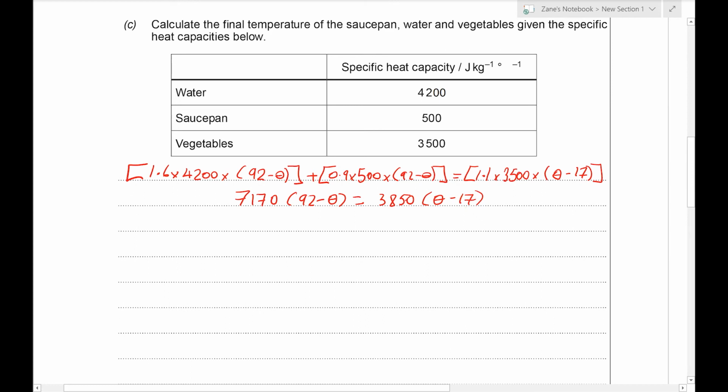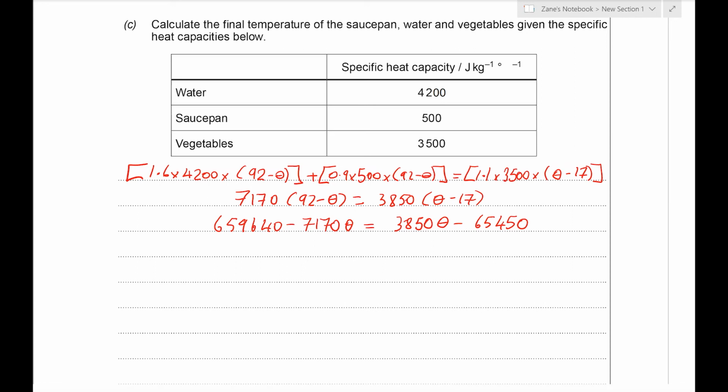If we expand out the brackets, 659,640 minus 7170 theta will give 3850 theta minus 65,450. I'm going to use all the figures here as I'm working through to avoid any rounding. Next, we're going to gather like terms on the same side, so we're going to gather all the numbers on the left and all the terms with letters in on the right.